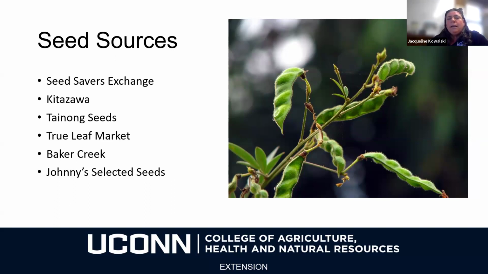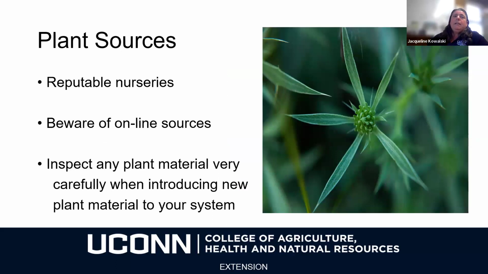Oftentimes people who are growing these types of crops are saving the seed from year to year, and that's how they're keeping the seed. And when you have that system, you can at times get genetic variability. Again, different places, different things that come from different parts of the world, and they're going to be slightly different. Plant sources. If you're going to buy some of these plants as seedlings or transplants, you want to utilize reputable nurseries. Beware of online sources.